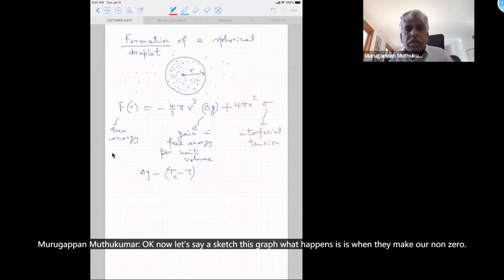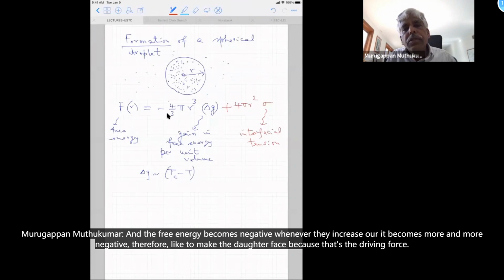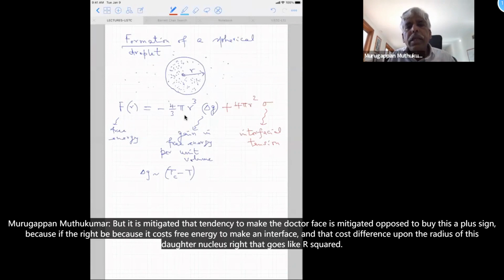Okay. Now let's sketch this graph. What happens is this: when I make R non-zero, the free energy becomes negative. When I increase R, it becomes more and more negative. Therefore, I like to make the daughter phase because that's a driving force. But that tendency to make the daughter phase is opposed by this plus sign, because it costs free energy to make an interface. And that cost depends upon the radius of this daughter nucleus, right? That goes like R squared.